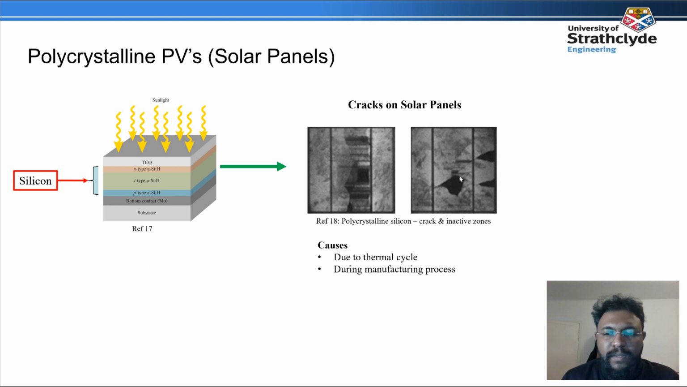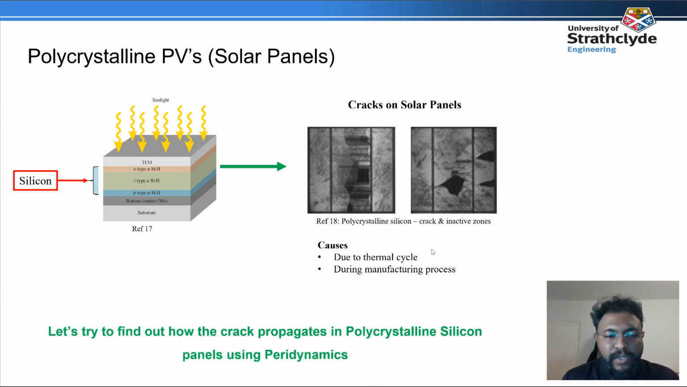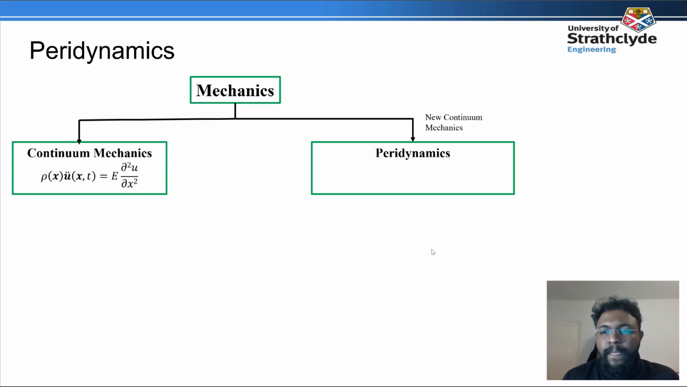There are several causes. It may be because of expansion and contraction of the silicon itself, or even during the manufacturing process. Let's try to find out how the crack propagates in polycrystalline silicon panel using peridynamics. Before jumping into simulation, a brief introduction about peridynamics.